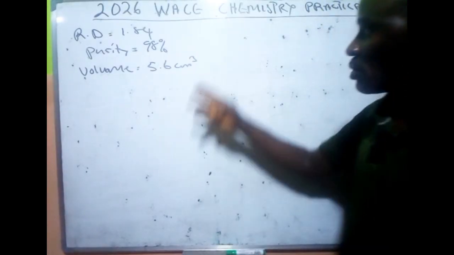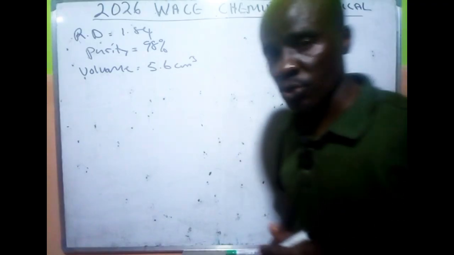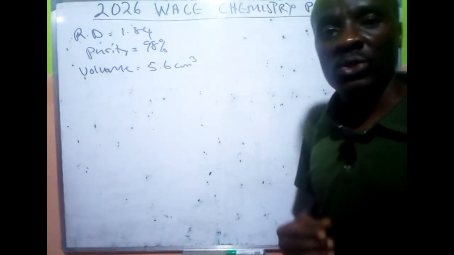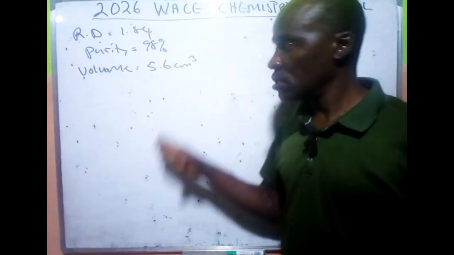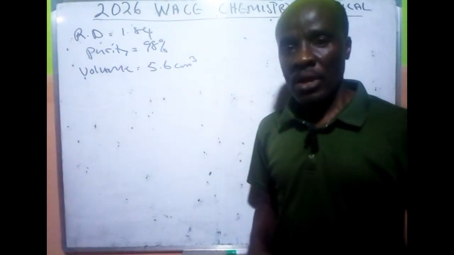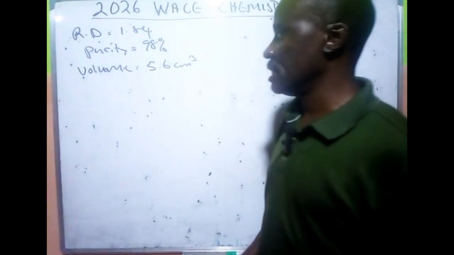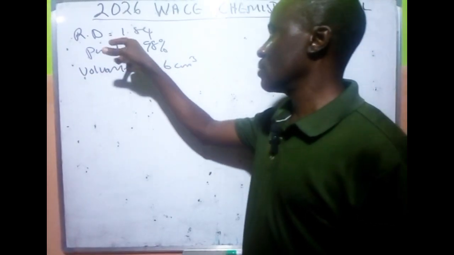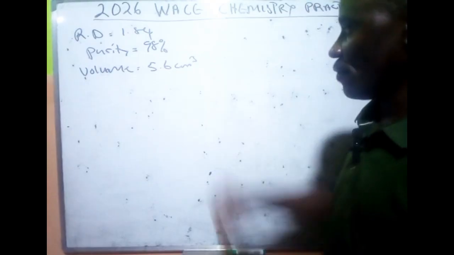acid. With this information given to us, I want to encourage you to stay and watch to the end, because at the end I will also show you how to get the theoretical value of the volume of the acid that's given to you. Now let's quickly look at this. Based on what we have, the percentage purity is 98%, we have 1.84 relative density, and then this is the volume.